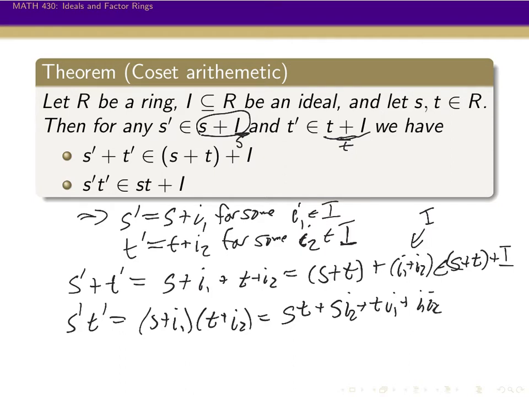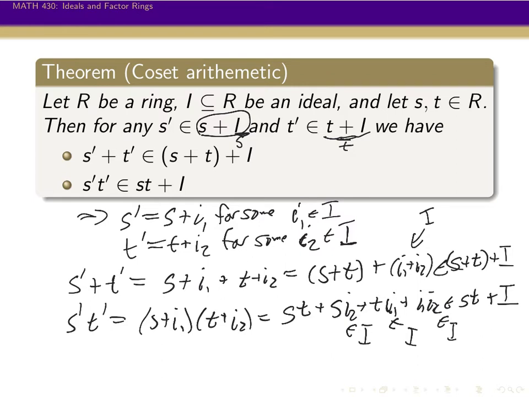And the important thing on the right is s times I2. Well, I2 is in I, and so anything times it is going to be in I. Similarly, t times I1. I1 is in I, so anything multiplied by it is inside I, and then two things inside I are obviously inside I. And so we have st plus three things in the ideal. The three things in the ideal added together are in the ideal, and so this is in st plus I, the coset corresponding to st.